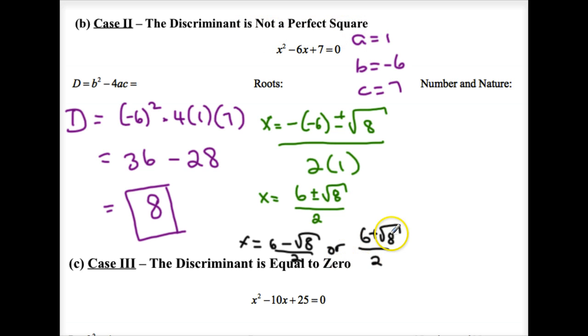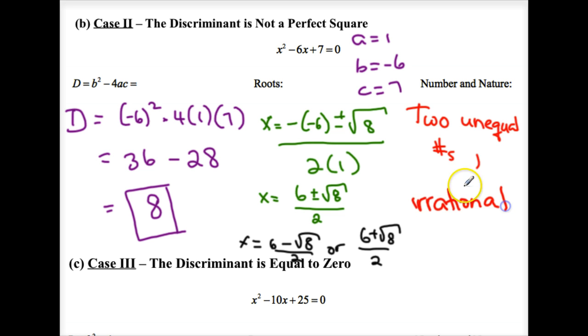So the square root of 8, I know it's going to give me numbers that go on and on and on. So again, the nature and number of these are going to be 2 unequal numbers, because again, these two here are not equal, and they're going to be irrational roots. If you were to put this in the calculator, let's see what we'll get.